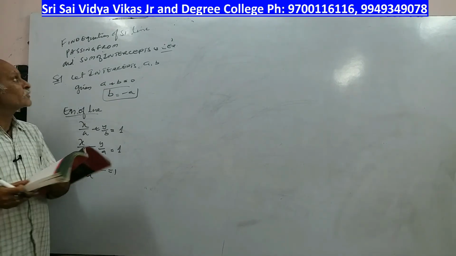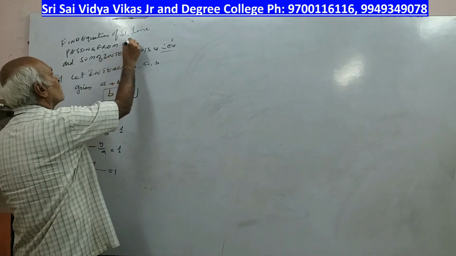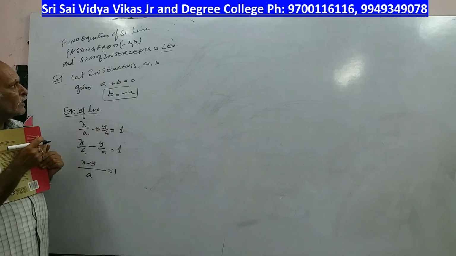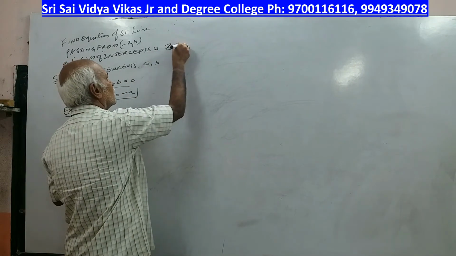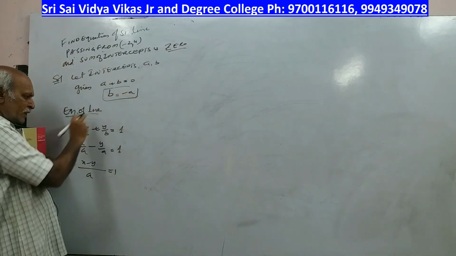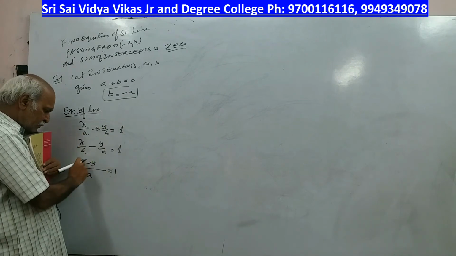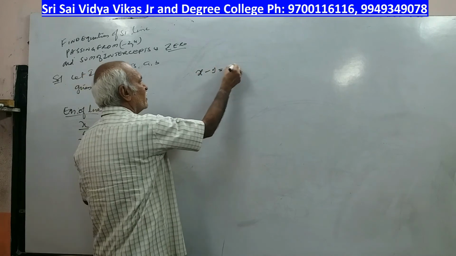Find the equation of the straight line passing through (minus 2, 4) and the sum of the intercepts is 0. Again same concept, sir. Again a plus b is equal to 0. B is equal to minus a, x by a plus y by b is equal to 1. So x by a minus y by a is equal to 1. X minus y by a is equal to 1. So what is the equation? X minus y is equal to a.